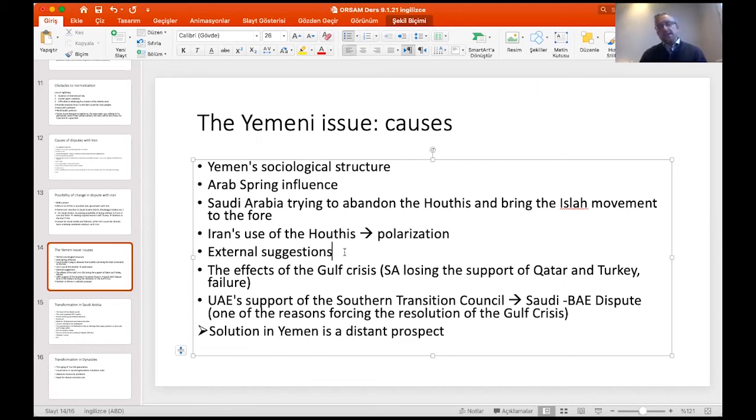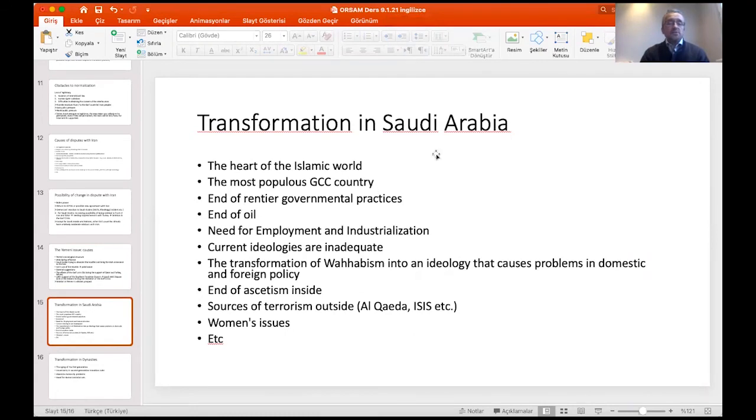Worsening conditions in Yemen paved the way for the solution in the Gulf crisis, that means between Saudi Arabia and Qatar. Then the UAE's support of the Southern Transition Council and the Saudi-United Arab Emirates dispute was one of the reasons forcing the resolution of the Gulf crisis. And the solution in Yemen is a distant prospect, to my mind, unfortunately, I should say.